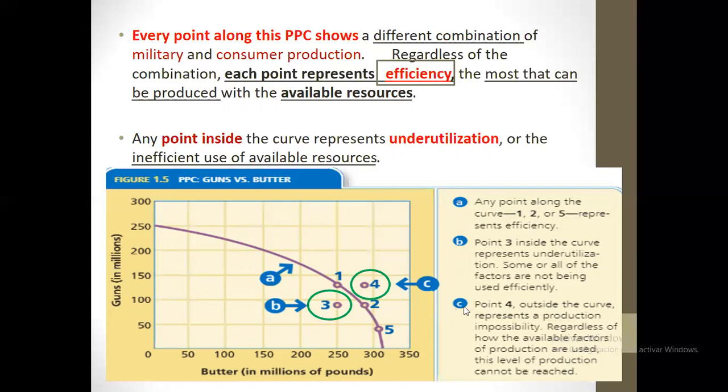Okay. Now, point number 4, this point that is over this line, a point outside the curve, represents a production impossibility, regardless of how the available factors of production are used. This level of production cannot be reached. Why? Because you have a limited production. Your limited production is this line. You cannot produce more than this. Why? Because on this line you are producing all your possible production using your limited resources.